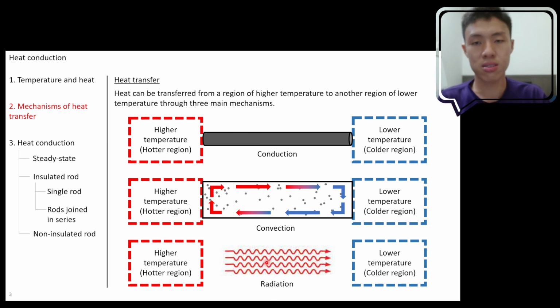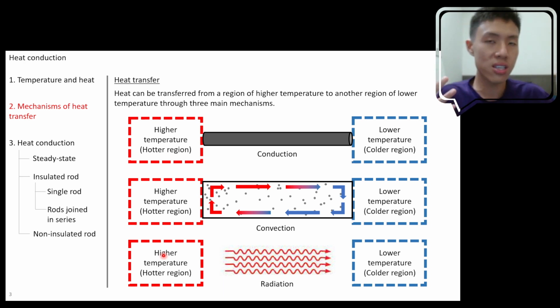Okay, the last mechanism is radiation. Radiation is basically just the electromagnetic spectrum that we have learned about as well. So you have your radio wave, microwave, infrared, ultraviolet, visible light, X-ray, gamma ray, all those kinds of rays. They are electromagnetic waves. So electromagnetic waves carry energy and they can travel in vacuum. So what happens is you have a hotter region. Your hotter region emits electromagnetic wave. It can be infrared, it can be ultraviolet. Depends on how hot it is.